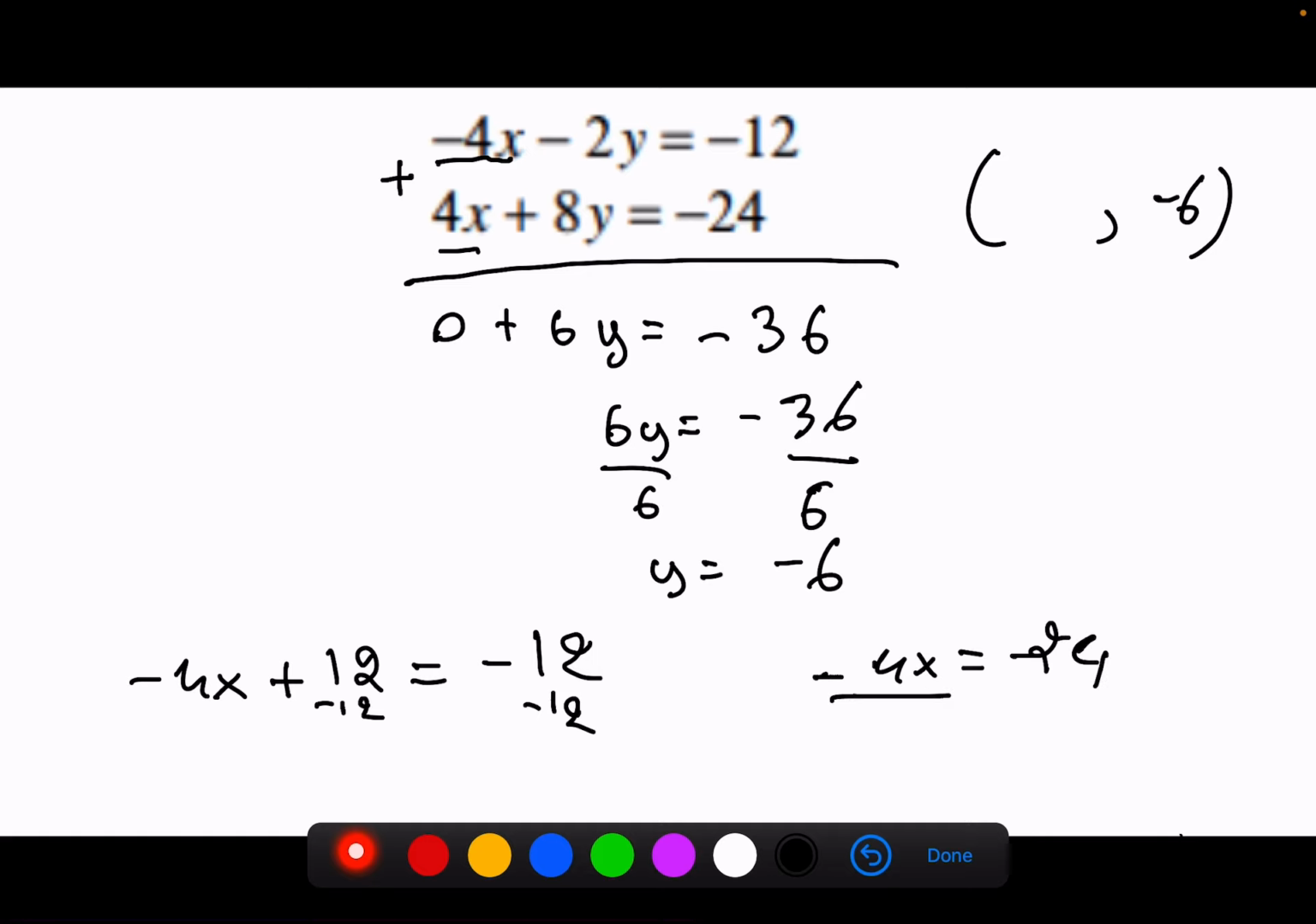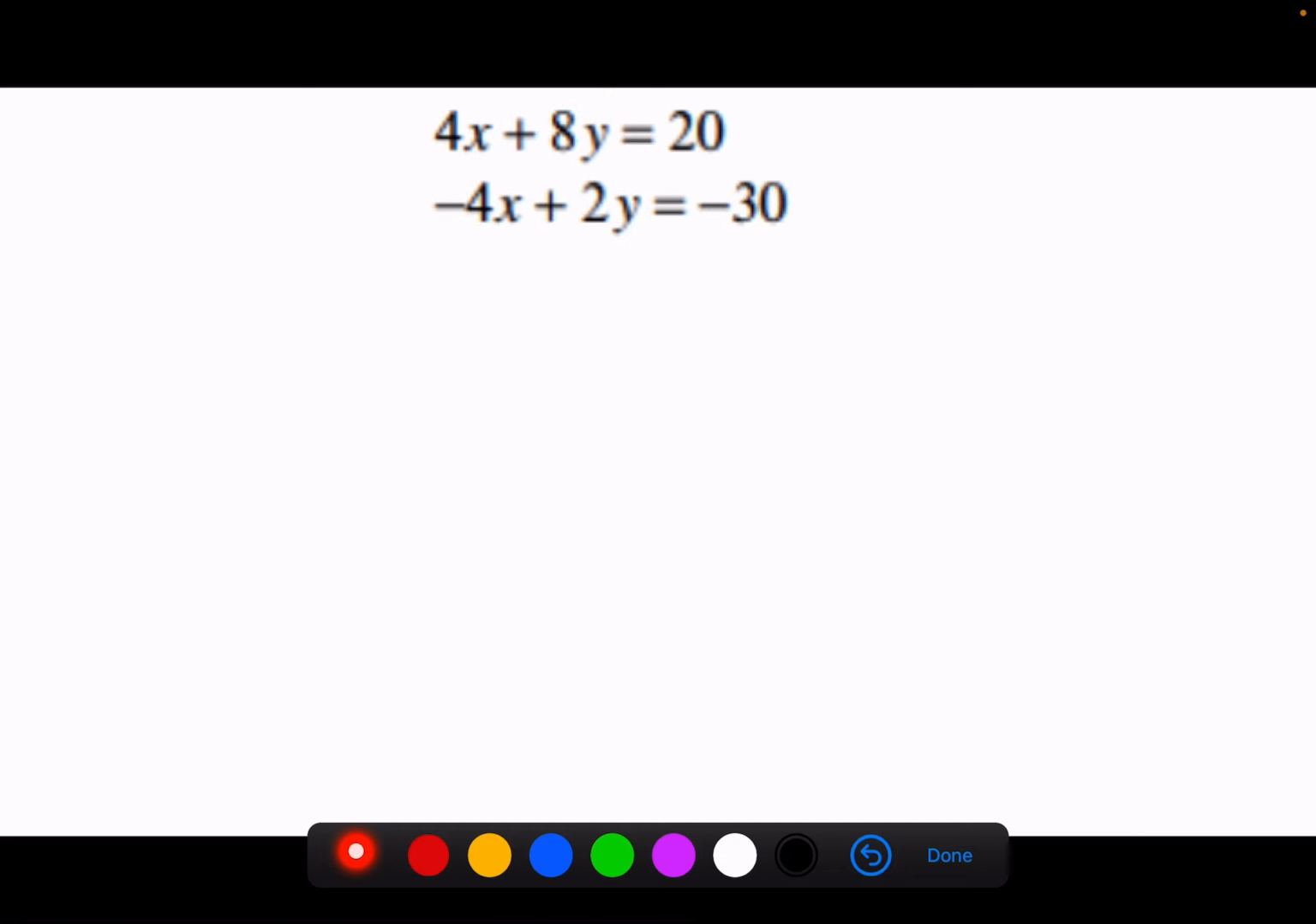Then I divide by negative 4 on both sides. So the negative 4 cancels out on the left side, and x is equal to negative 24 divided by negative 4, which is simply 6. So x is equal to 6. Now let's move on to the next problem.